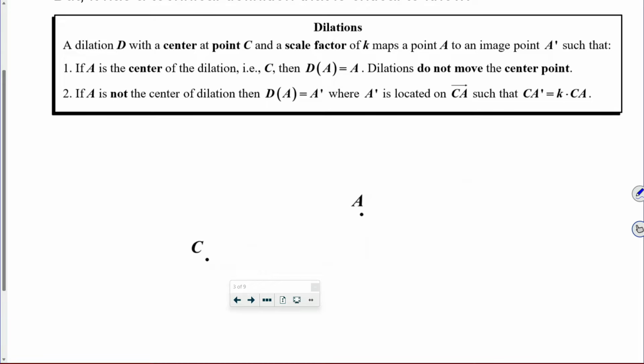Now, the more important one is number 2. If A is not the center of dilation, then the dilation of A equals A', where A' is located on ray CA such that CA', which is the distance from C to A', is equal to K, that scaling factor, times CA.